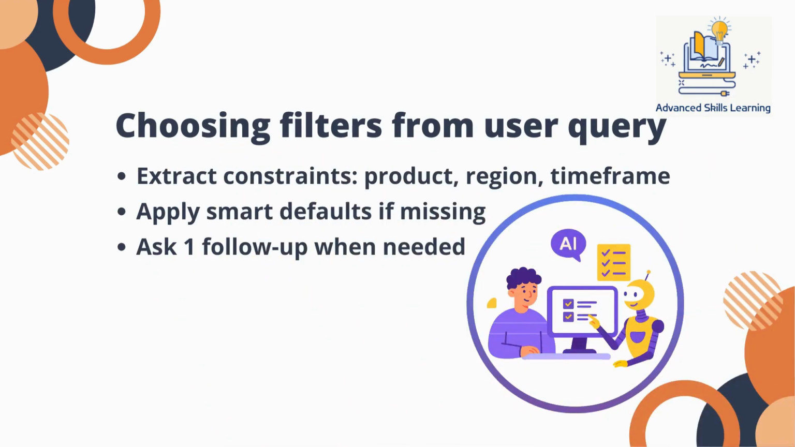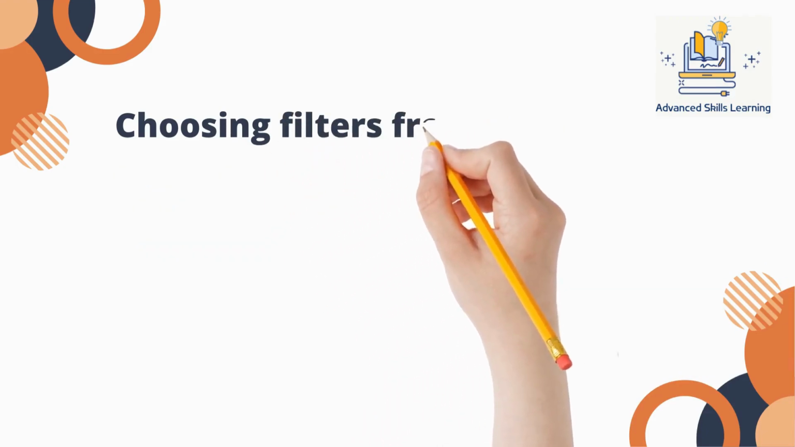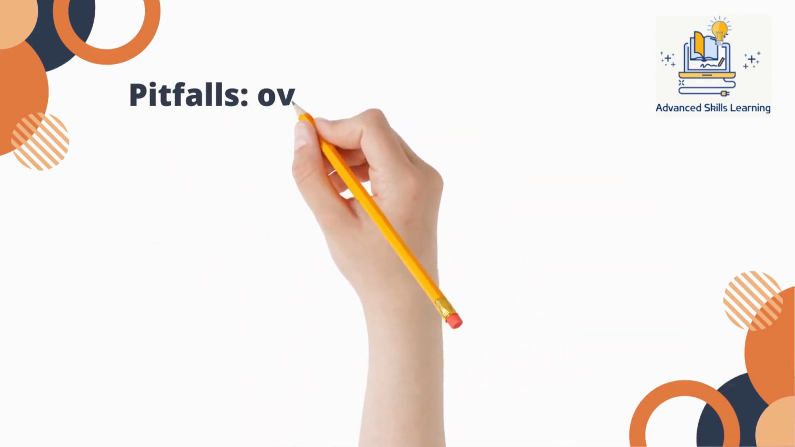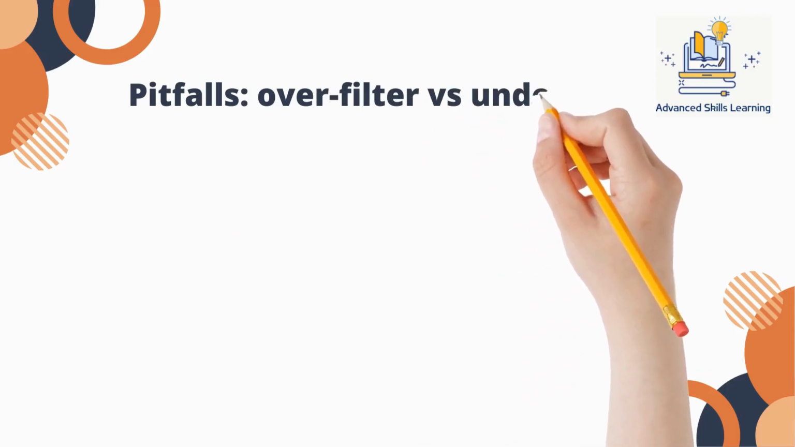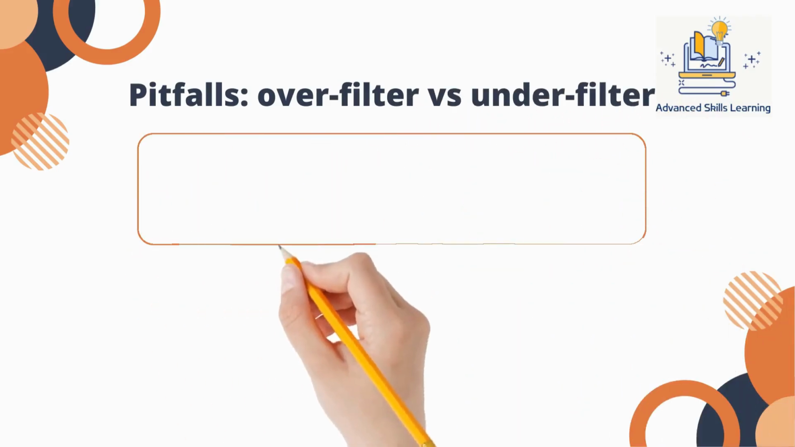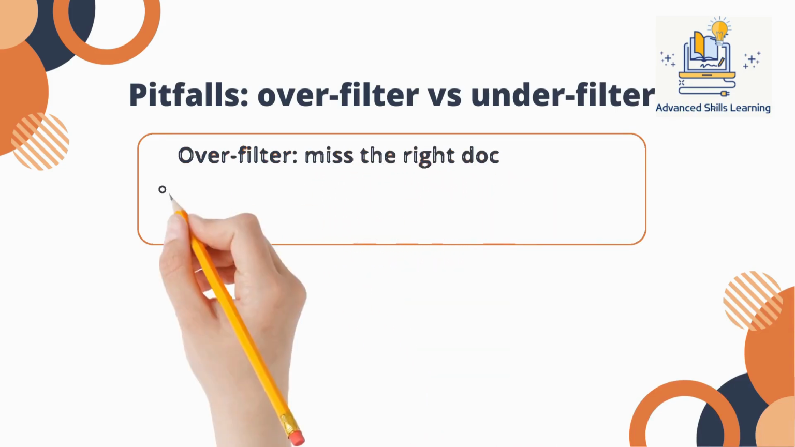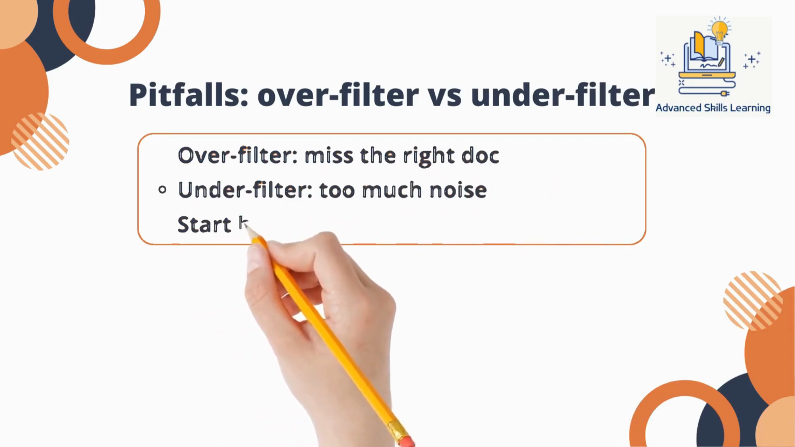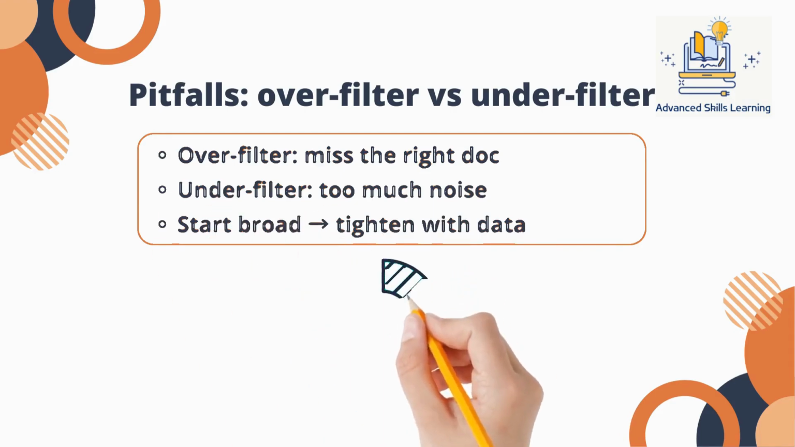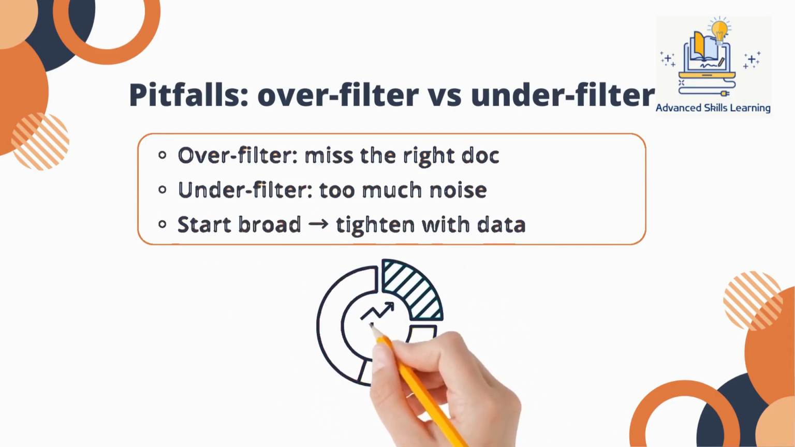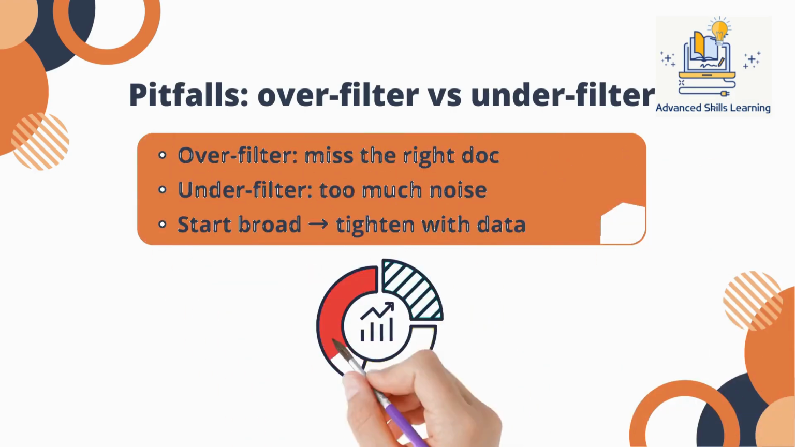Now the most common pitfalls: overfiltering and underfiltering. If you overfilter, you might accidentally remove the one correct document. If you underfilter, you let noise flood retrieval and waste top K slots. A practical approach is to start slightly broad, observe what shows up, then tighten based on what you learn from results and evaluation.